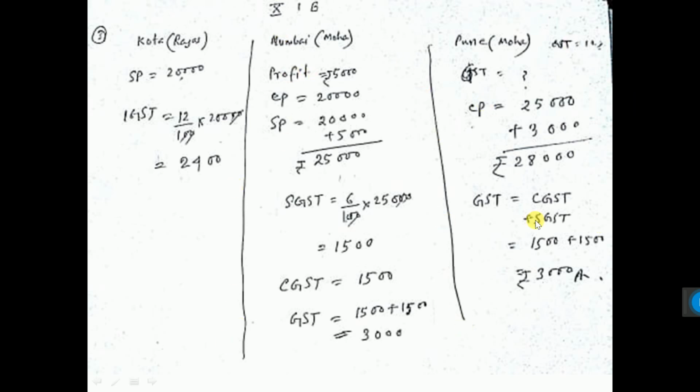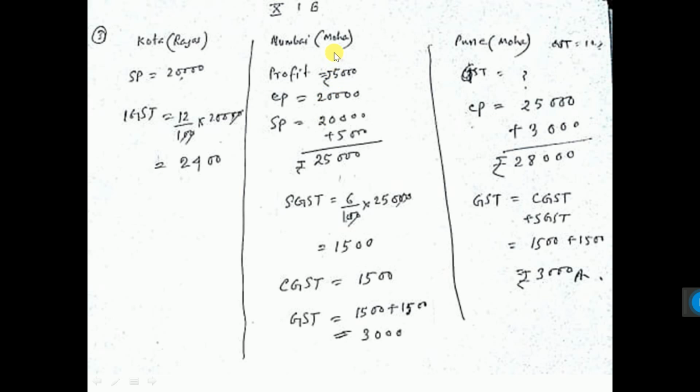I have divided it into 3 parts: Kota, Mumbai, Pune. This Kota SP is 20,000. So here CP will be 20,000. Here 5,000 profit is made. So you add this, that will be SP. Now here Rajasthan to Mumbai. That is why here we have to calculate IGST, because they are selling to a different state, that is IGST 12 by 100 into this, so this is the IGST.